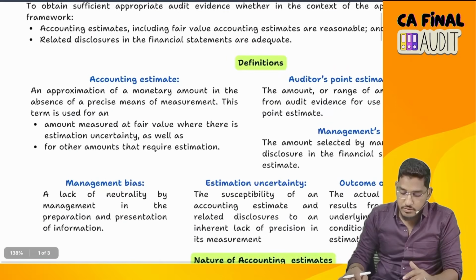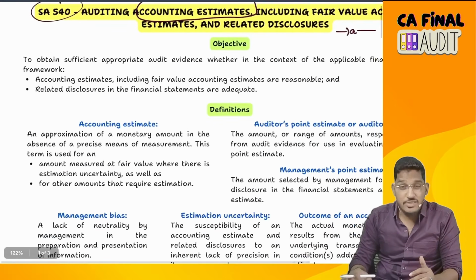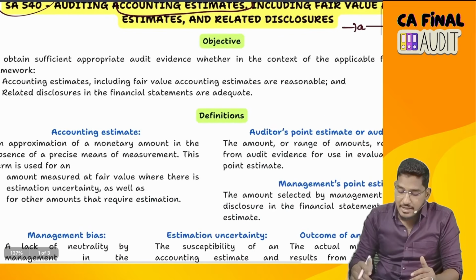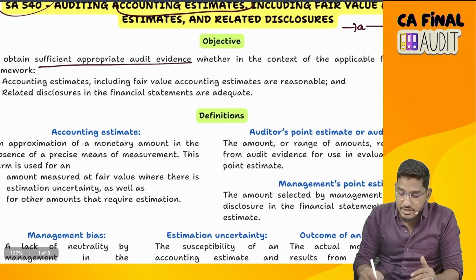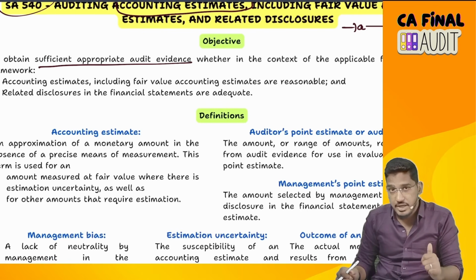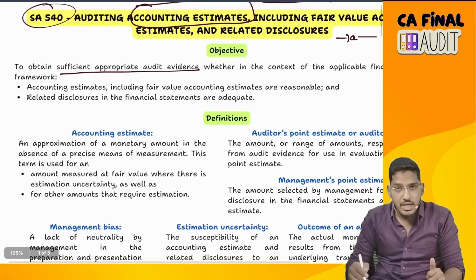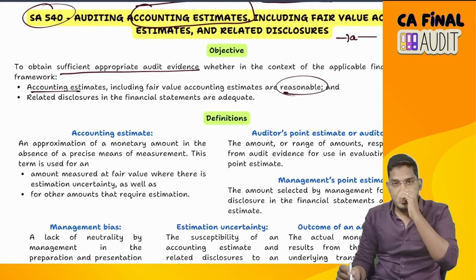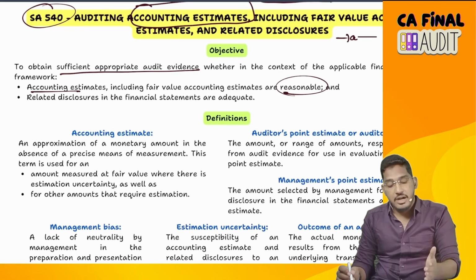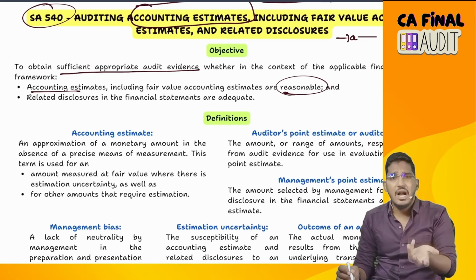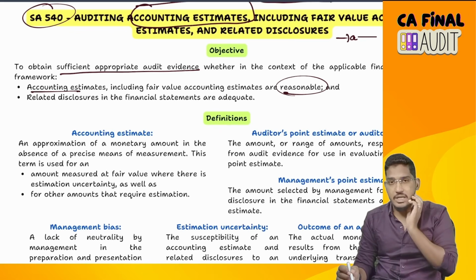Now, first of all, what is the standard dealing about? What is the objective of the standard? For what purpose has the standard been given? This standard will help the auditor to obtain sufficient and appropriate audit evidence regarding whether accounting estimates are reasonable or not. See, we are not supposed to obtain evidence whether accounting estimates are correct. No one will expect that from us. We can't comment on the correctness of the accounting estimates.